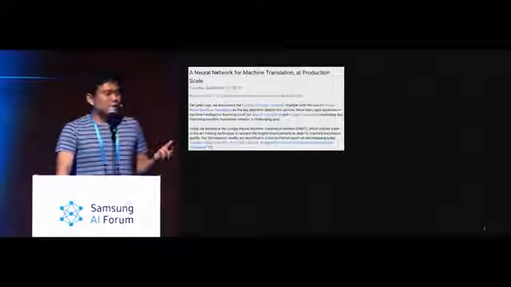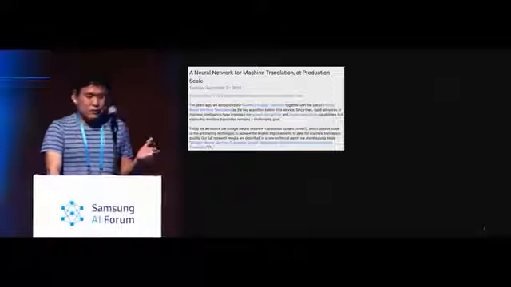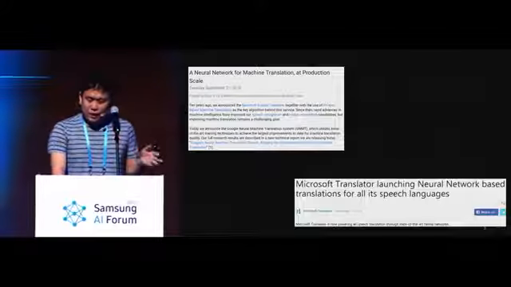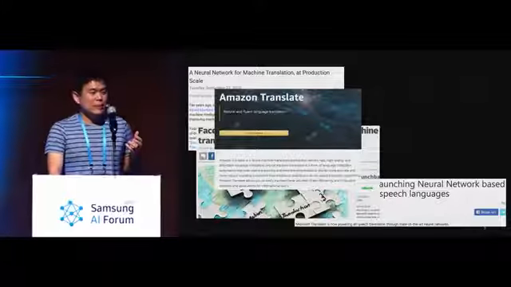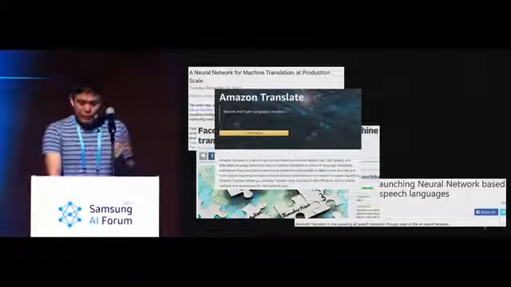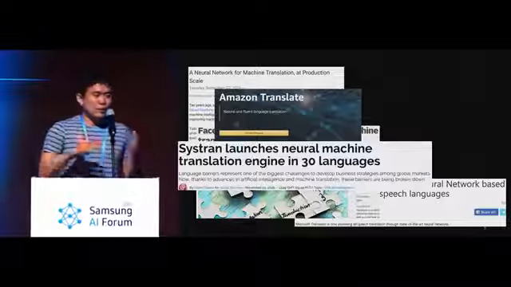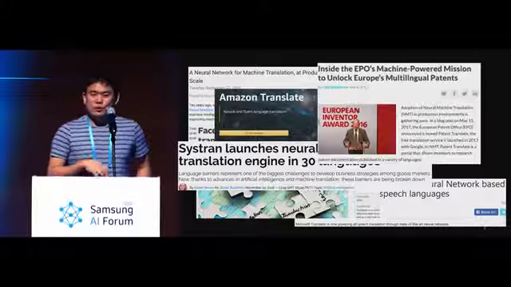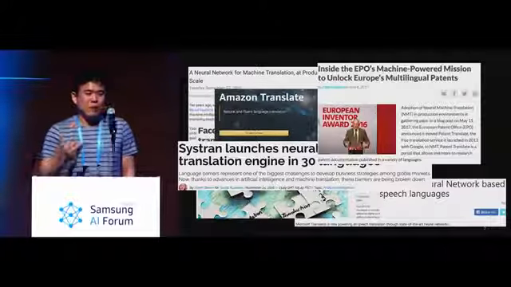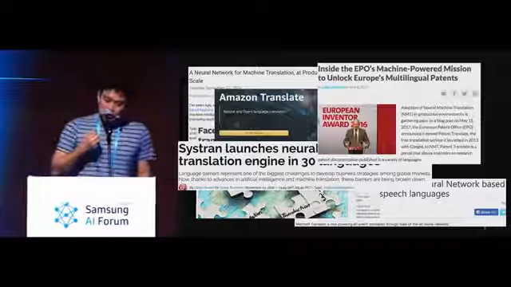And as Joshua talked about earlier, these neural net-based language models or machine translation systems have been extremely successful. Google Translate that you use already has been using this system since 2016. Microsoft uses it, Facebook uses it, Amazon provides the translation API for you to actually try it out right away. And Systran, which is one of the oldest machine translation companies, uses it. Even the patent office in Europe uses this system to translate the patents automatically across all those European languages.